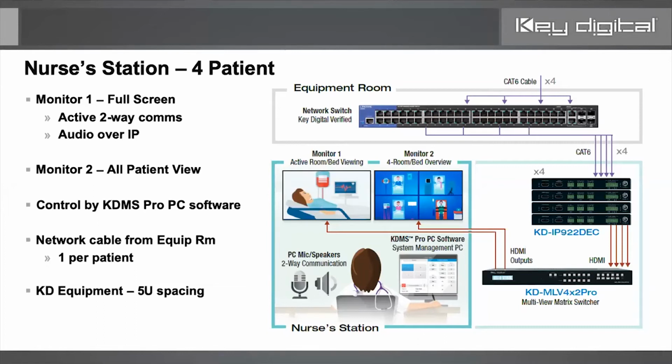Anyway, the basic system, if we're looking at 4 patients, would be 4 IP922 decoders feeding in from the sources coming from the patient room. That feeds into our tiler or multi-viewer product, the KD-MLV 4x2 Pro. And again, what that's doing is creating a virtual video wall.